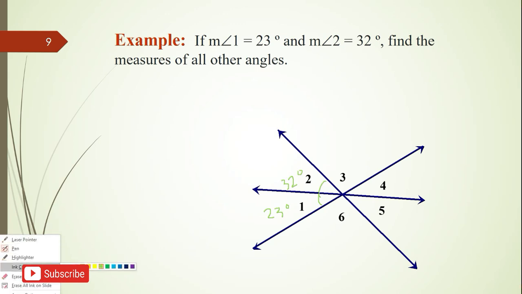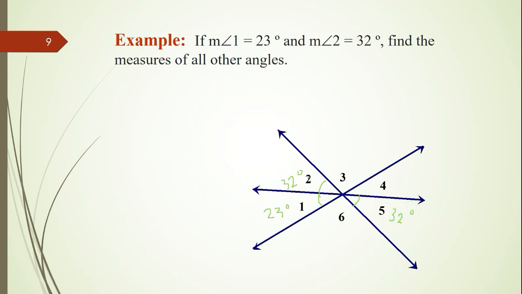So, let's use the fact that opposite angles are equal, right? Therefore, if this is 32 degrees, then this angle right here is also 32 degrees, correct? They're opposite. Angle 2 and angle 5 are opposite angles. And then, let's use another color. If this angle is 23 degrees, the opposite angle should also be 23 degrees, correct?